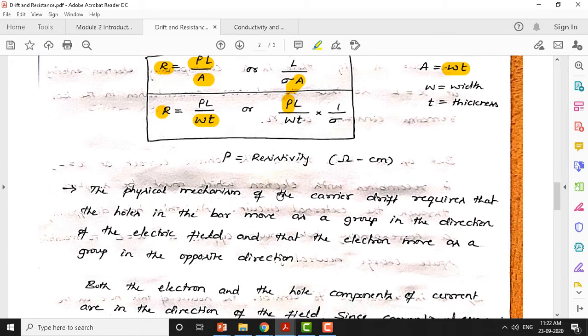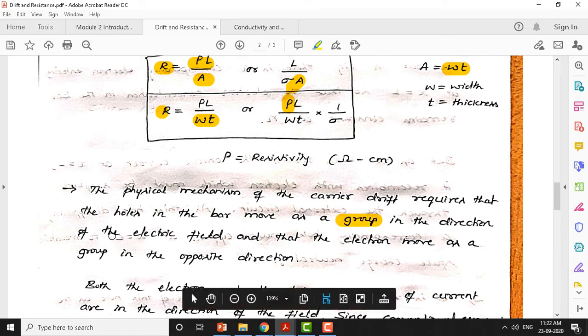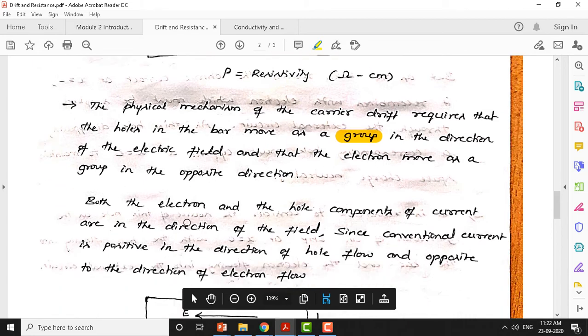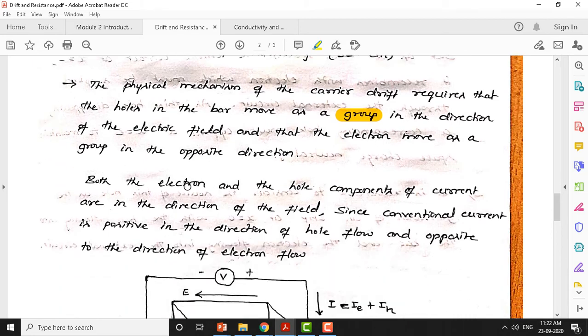The physical mechanism of carrier drift requires that the holes in the bar move as a group. Holes move in a group, not as individuals. The electron motion is going to be opposite in direction to the electric field, as we have seen. So both electron and hole components of current are in the direction of the field.